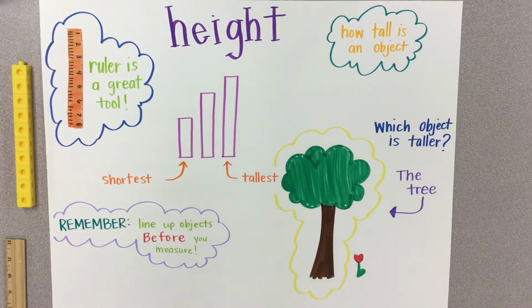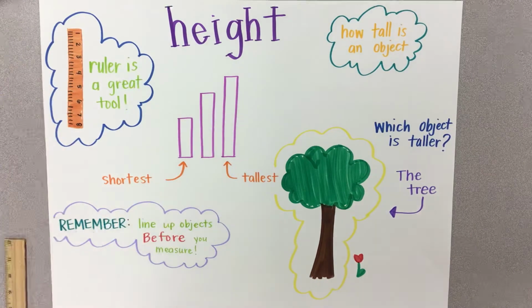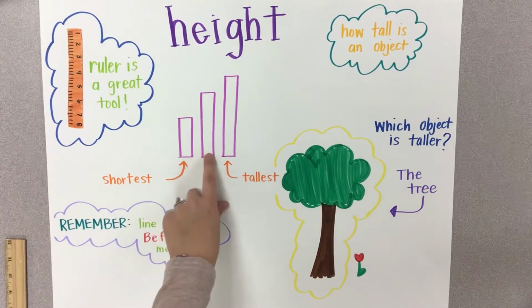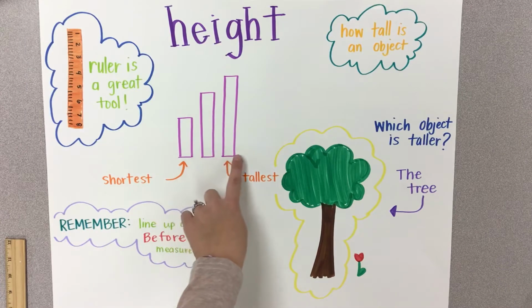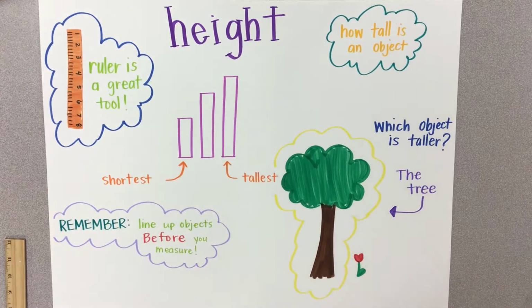Now we are going to describe shapes or objects by shortest to tallest when we're talking about height. So I'm going to show right here, I have 3 rectangles. The shortest rectangle, a medium rectangle, and the tallest rectangle.